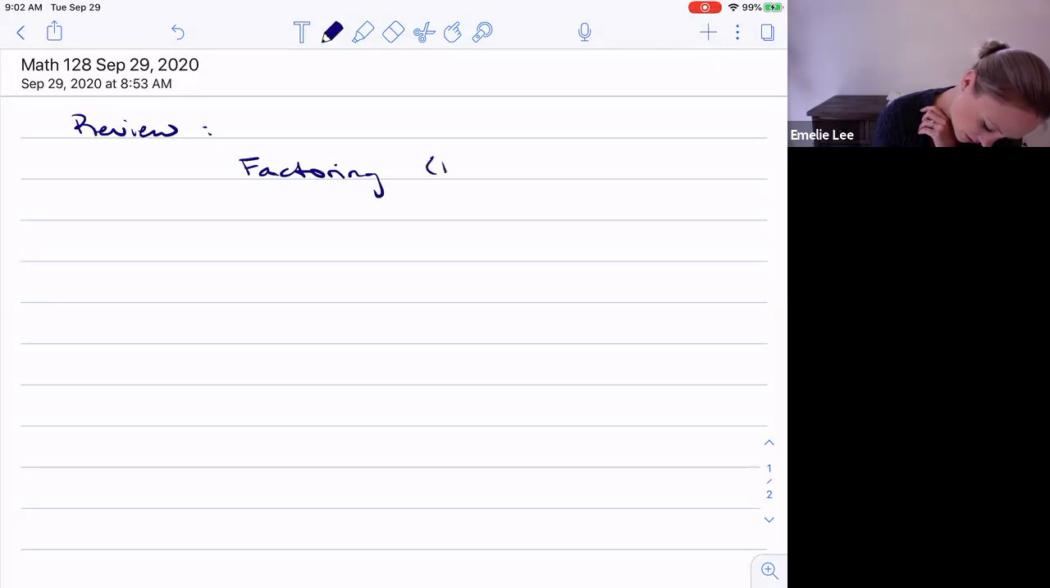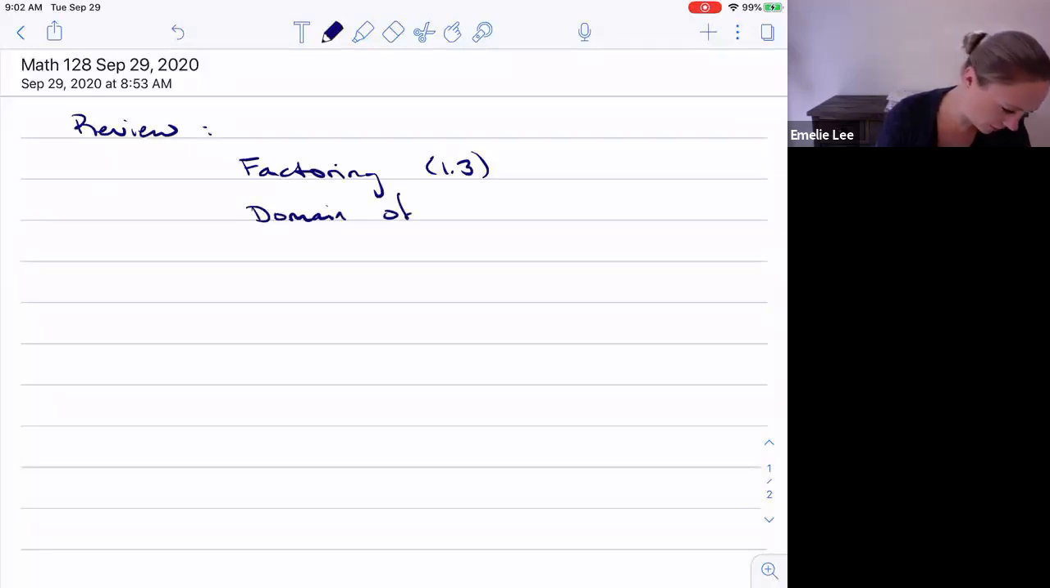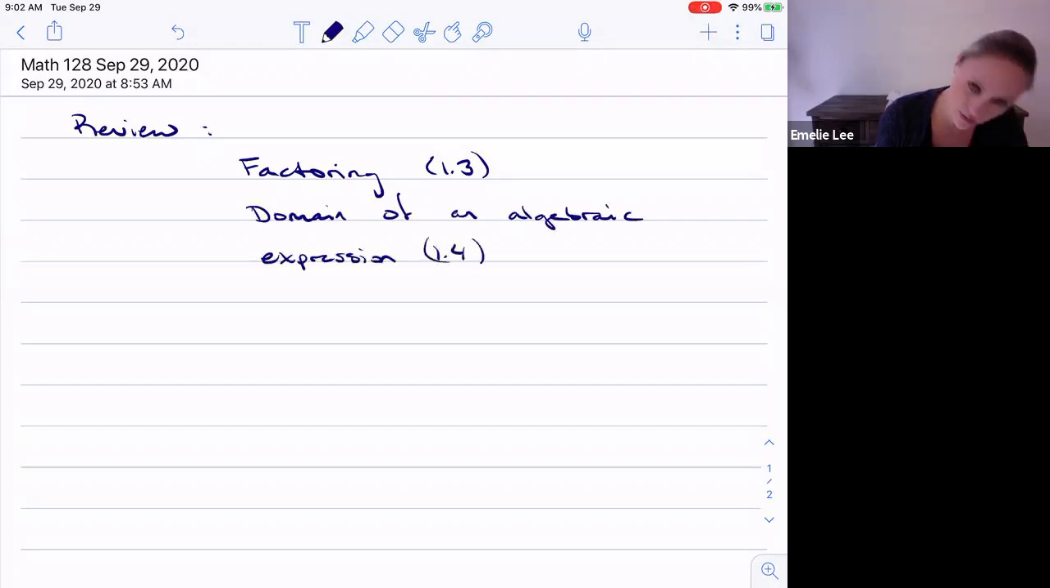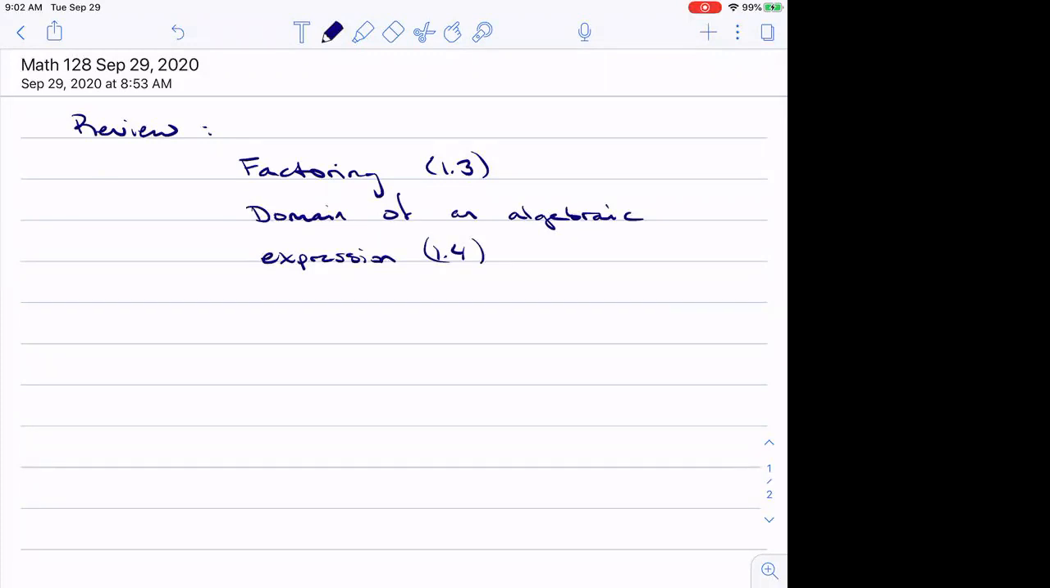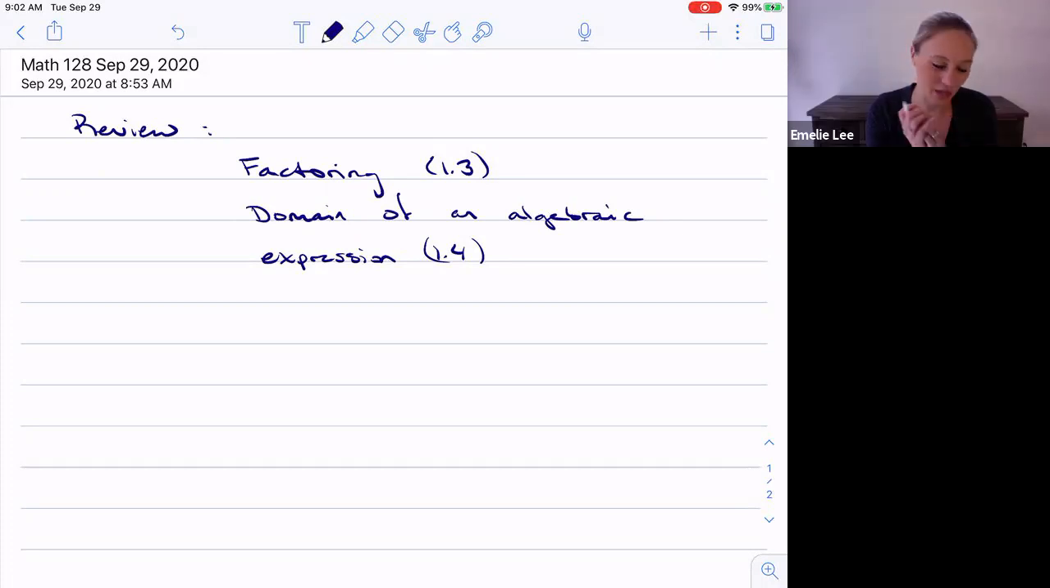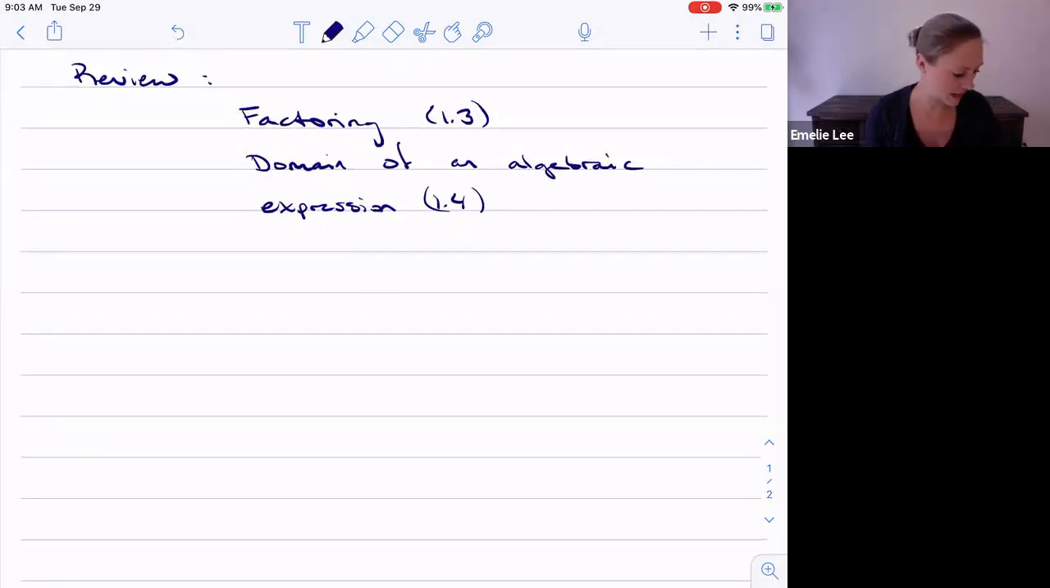But we also, so this was from 1.3, and then we started talking about the domain of an algebraic expression. So we started 1.4, not really for us if you're looking in our textbook, but like I said, I'm pulling these things from a different textbook that I didn't want to make you buy, but it's still really good. So anyways, we're stealing. So yeah, we talked about the domain, and I used up all those examples. I think we went through and did almost all of them.